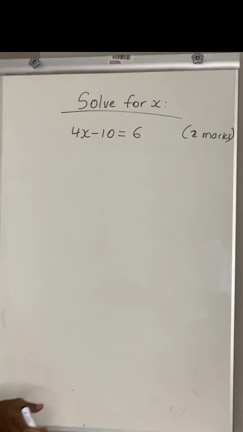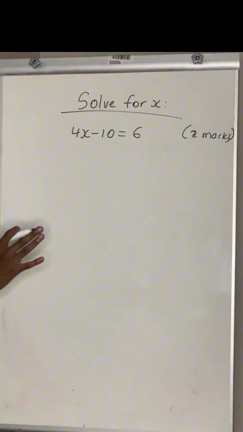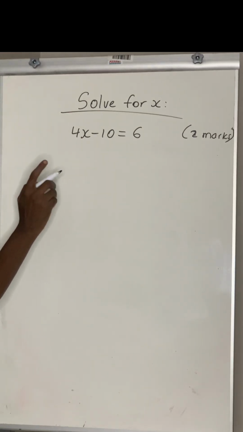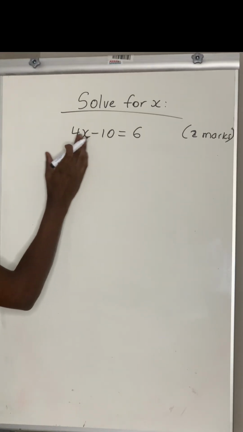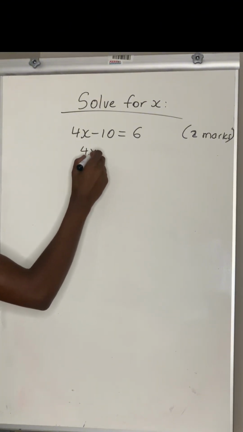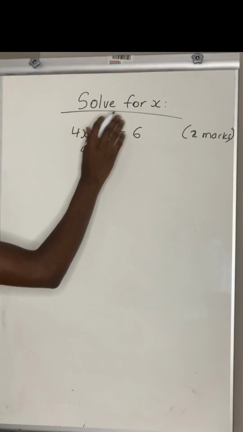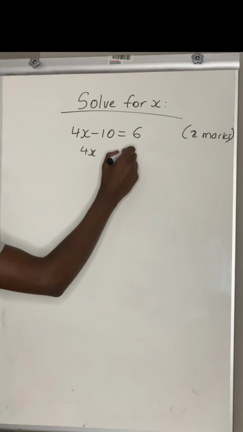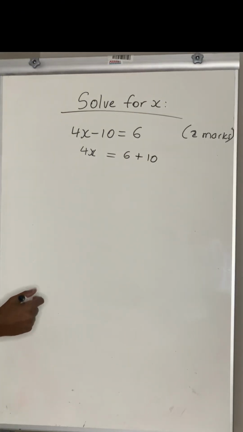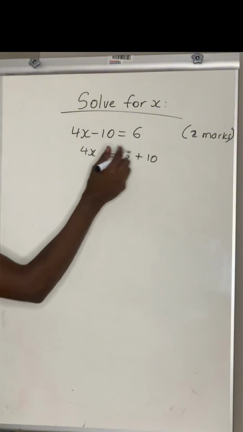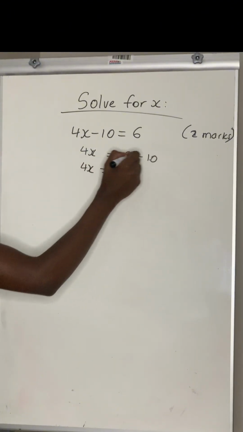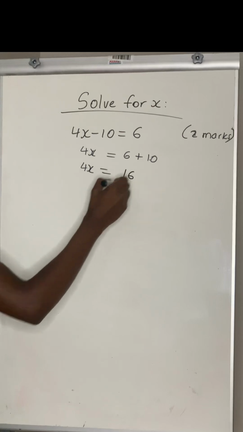Let's solve for x for 2 marks, which is a topic that most students ace. So 4x minus 10 is equal to 6. Our goal is to leave x on its own, so let's then say 4x. This negative 10 across the equal sign is going to be 6 plus 10. Okay, it was negative and then became positive. 4x is equal to 6 plus 10, that is simply 16.